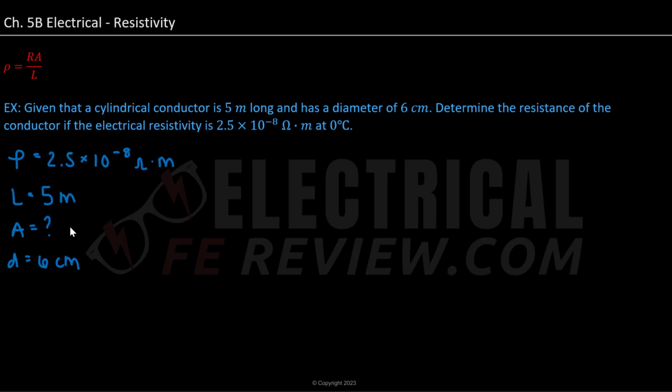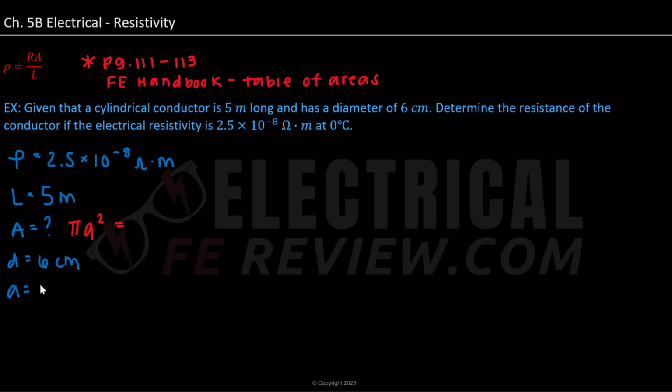So now that we've made note of our given information, we need to first solve for our area. This is given in page 111 through 113 in the FE handbook. So according to the FE handbook, the area for a cylinder is pi times a squared, where a is our radius. So because we know that our diameter is 6 centimeters, then our radius a is half of that, 3 centimeters. So we can go ahead and plug this into our area formula. So we have pi times 3 squared, which is equal to 28.27 centimeters squared.